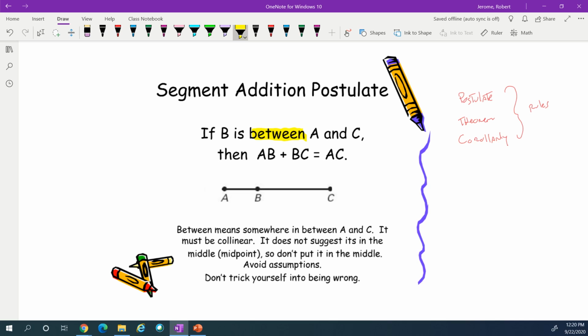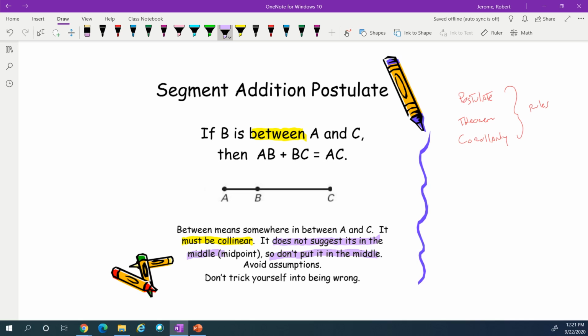B is between A and C. That means it is somewhere on the segment between them. So it must be collinear. That's really important. It must be collinear. And nothing says that it's in the middle. So we don't want to trick ourselves, right? It does not suggest that it's in the middle. So don't put it there.